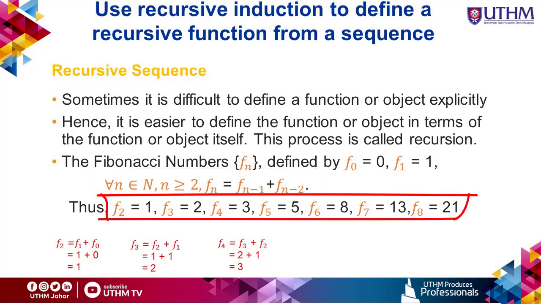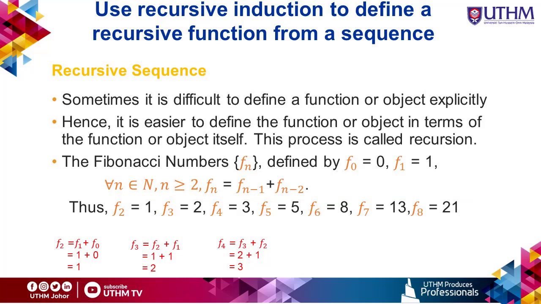Thus, f2 equals 1, f3 equals 2, f4 equals 3, f5 equals 5, f6 equals 8, f7 equals 13, f8 equals 21, and so on. Do you know how to get the value for f2, f3, and f4? The following steps show how we get 1 for f2, 2 for f3, and 3 for f4.